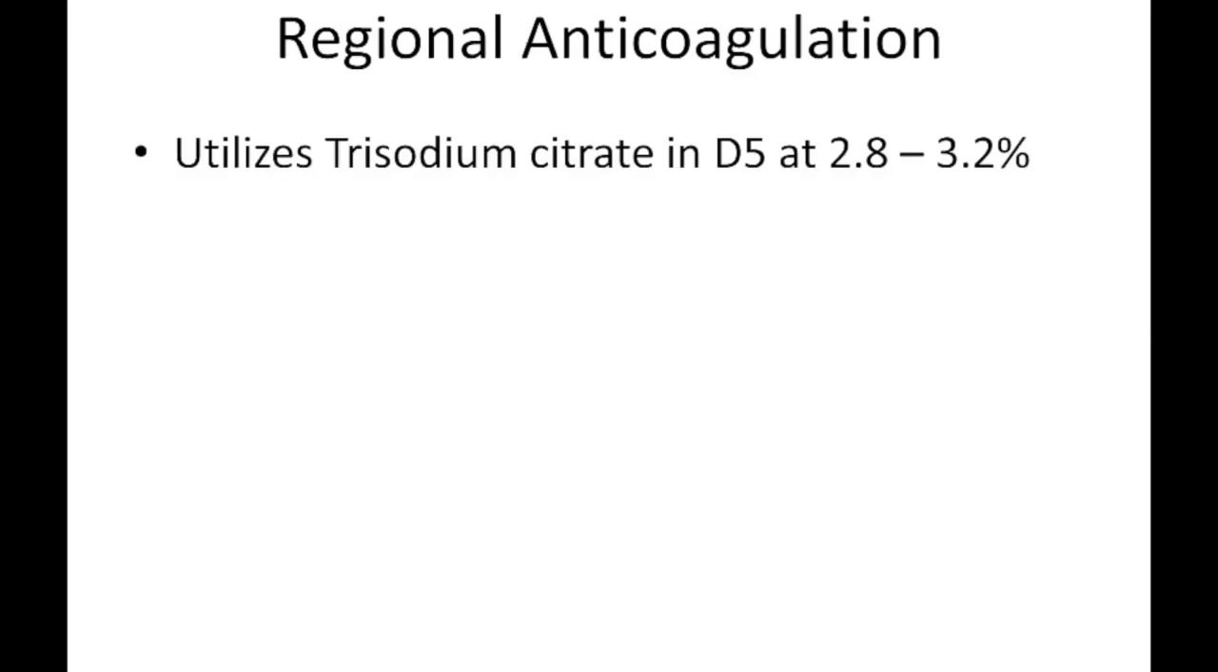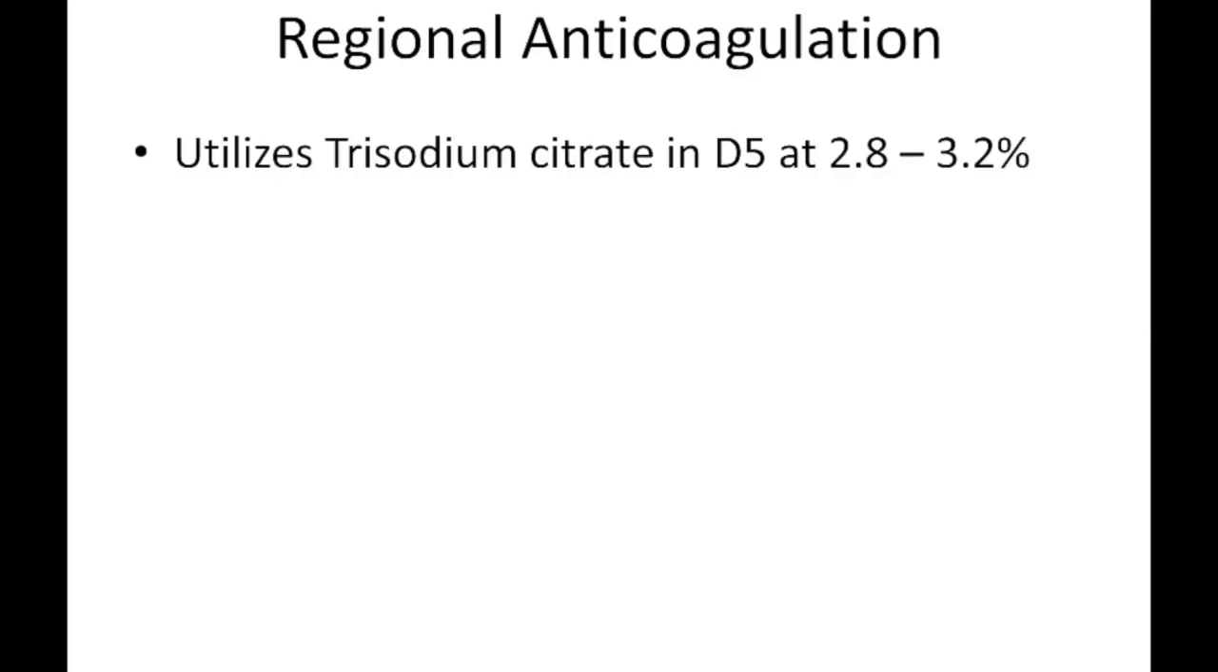CVVHDF. So I want to go back to regional anticoagulation, because if you do see CVVHD, or just slow hemodialysis, and regional anticoagulation, there are some characteristic electrolyte problems that can come with this. So how does this work?